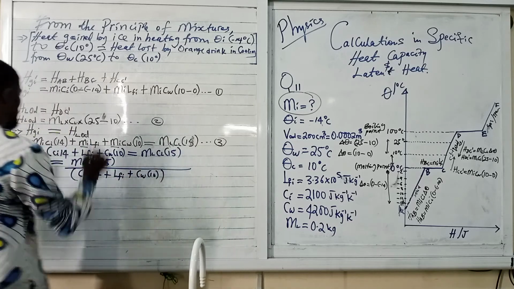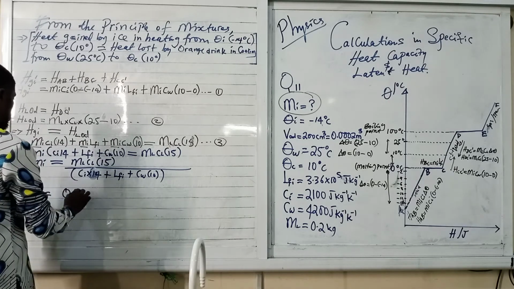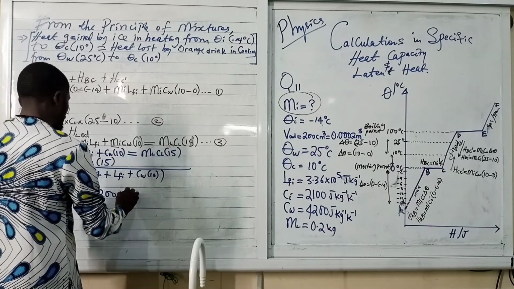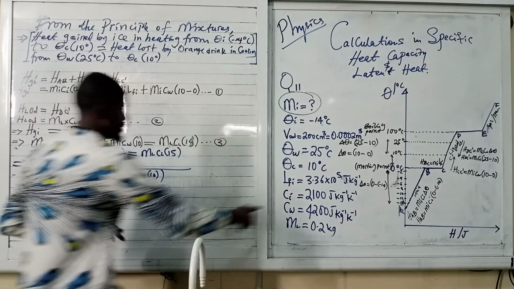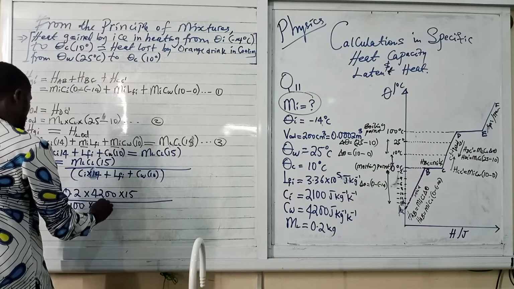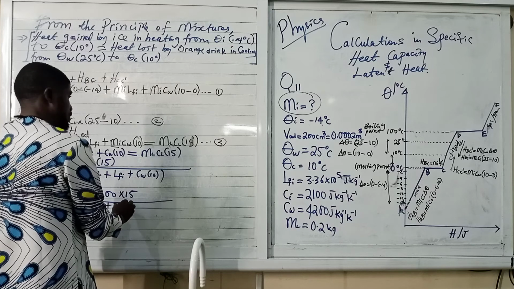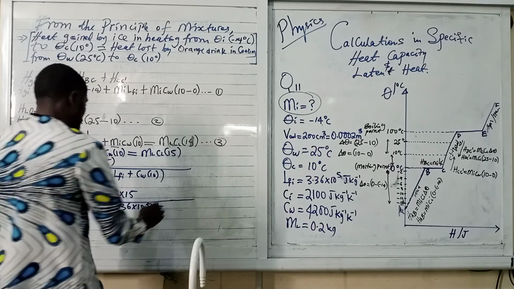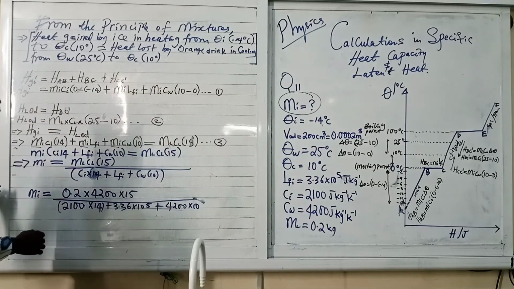So this is what we are going to do. The mass of the ice is given as: we now substitute 0.2 times 4,200, that is the specific heat capacity of water, times 15, divided by the specific heat capacity of ice, 2100, times 14, plus the latent heat of fusion of ice, 3.36 exponential 5, plus 4,200 times 10. If we do that correctly, we are going to have this.